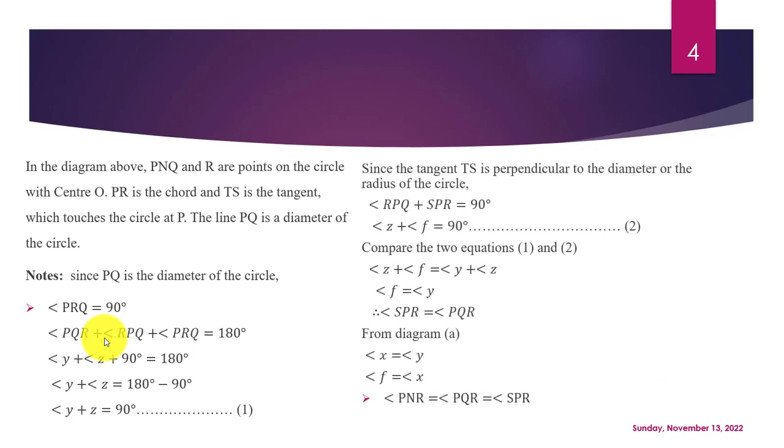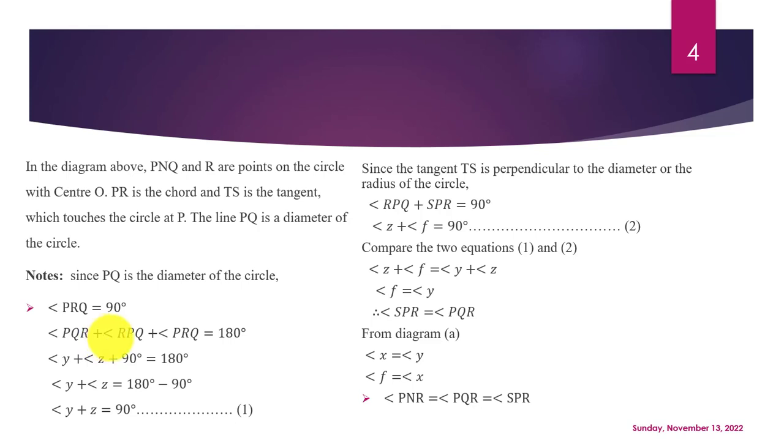Now, since the tangent TS is perpendicular to the diameter or the radius of the circle, it implies that angle RPQ plus angle SPR is equal to 90 degrees. Thus, we are getting angle Z plus angle F equal to 90 degrees. So this gives us equation 2.